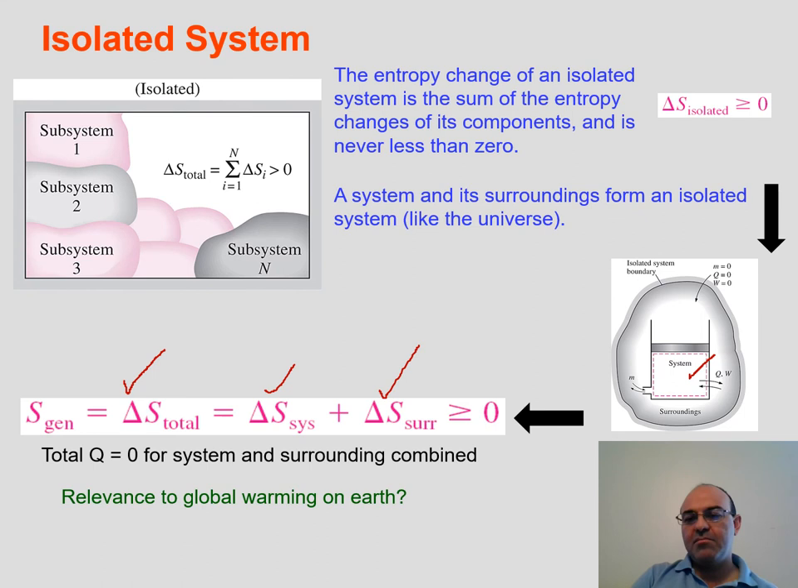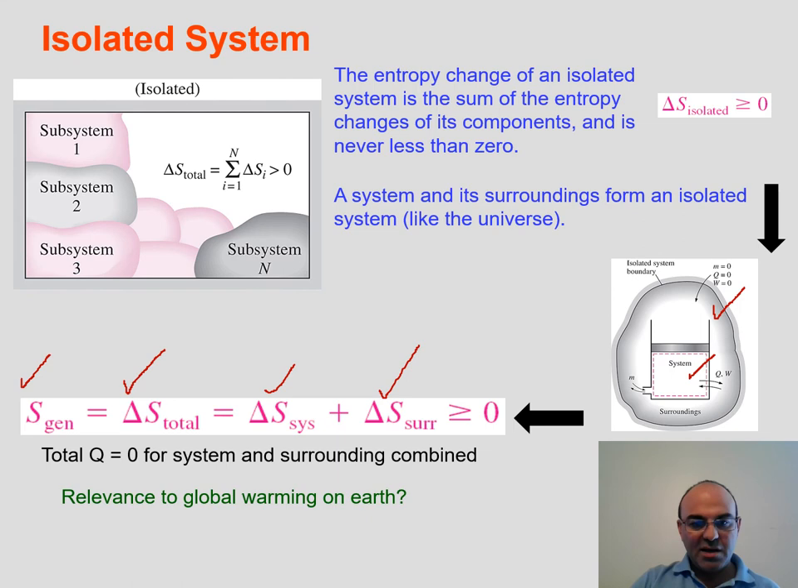Since there is no heat transfer crossing the boundaries of the universe, the integral of delta Q over T will be 0 for delta S of the system and delta S of the surrounding together, because one receives heat and the other gives away heat. So that integral would cancel out. Entropy therefore only changes because of entropy generation, because of the irreversibilities, not because of heat transfer, because with heat transfer, one receives and one gives away. So the entropy of the system and the surrounding, the universe all together, increases because of the irreversibilities.